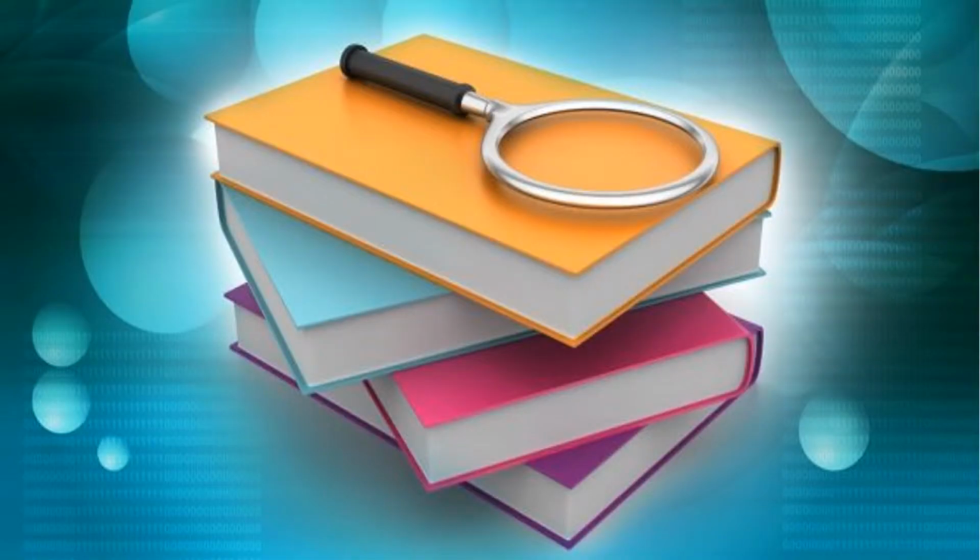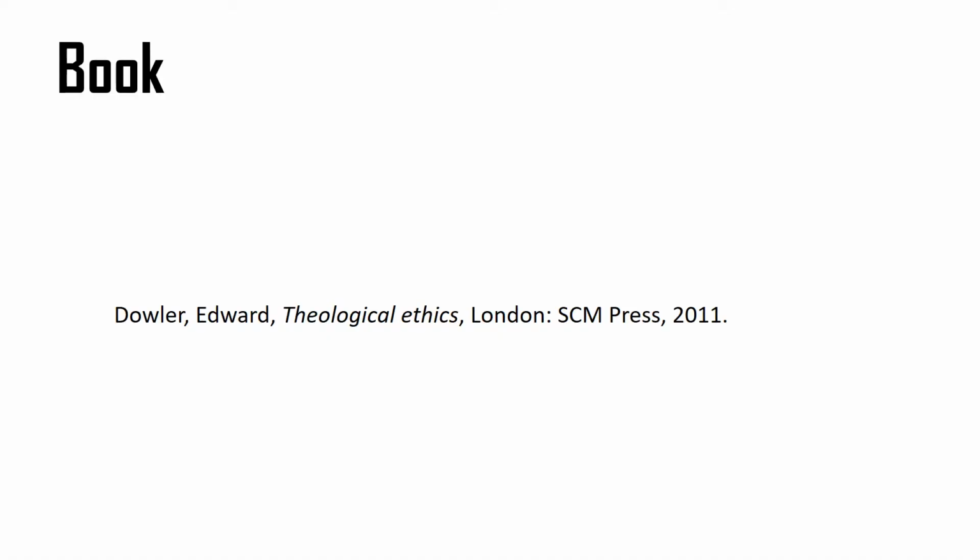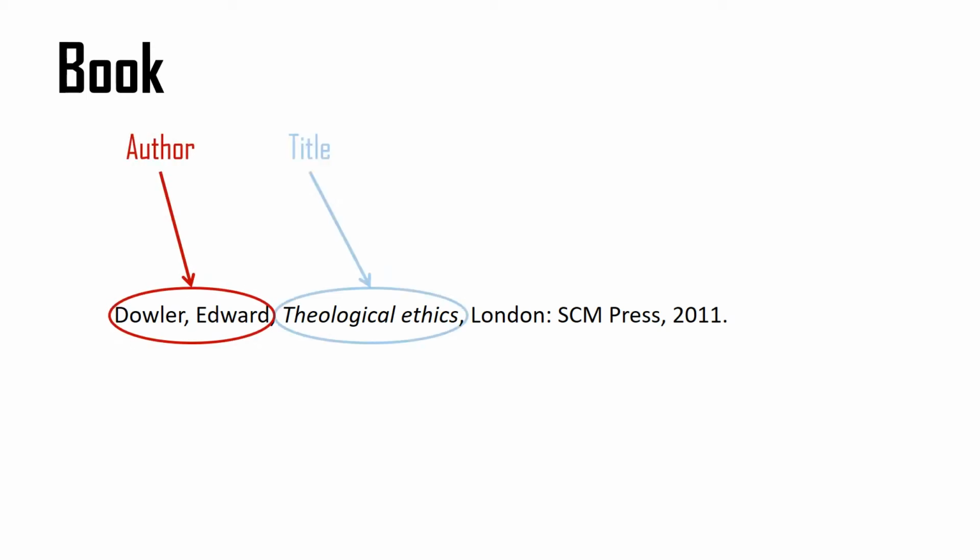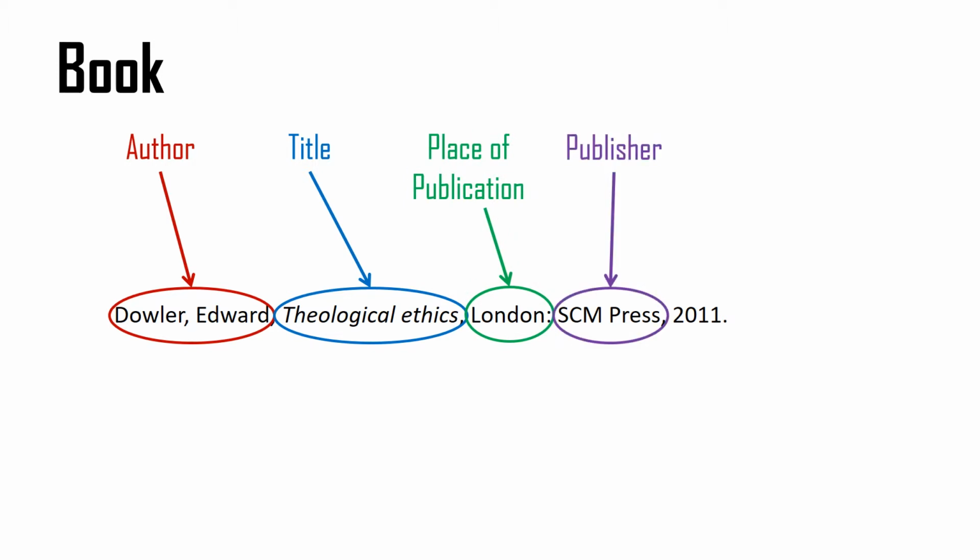A reference or citation consists of elements that allow the reader to trace the original book, book chapter, or journal article. A reference to a book generally requires the following information: the author's name, the title of the book, the place of publication, the publisher's name, and the year the book was published.